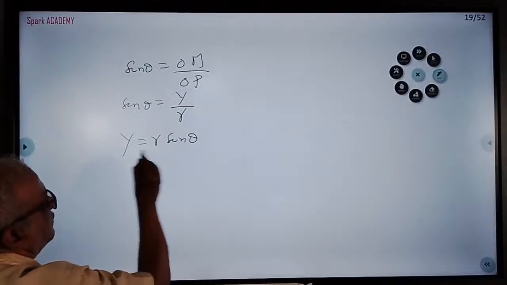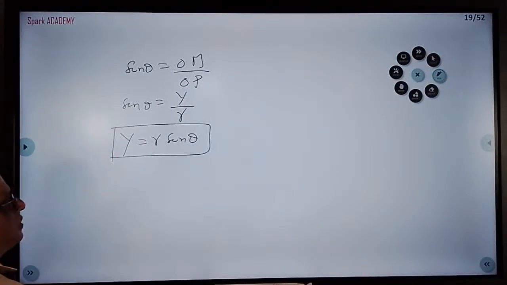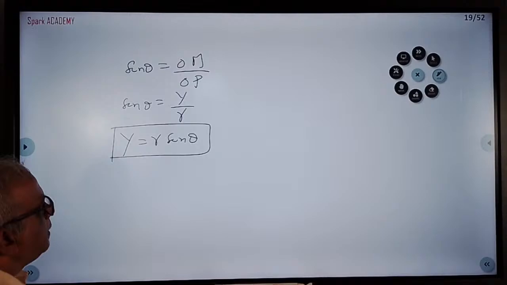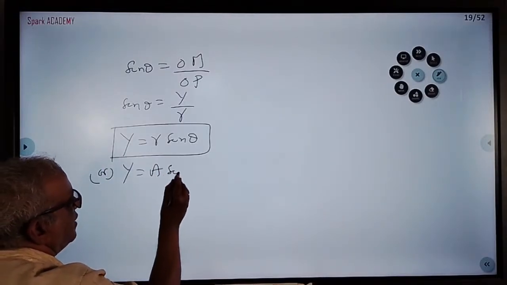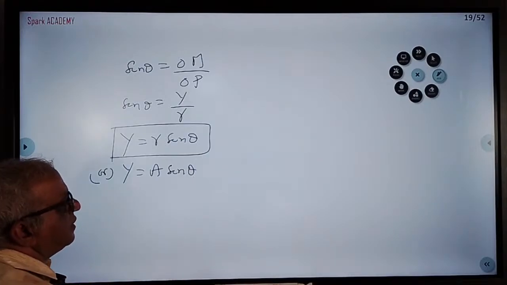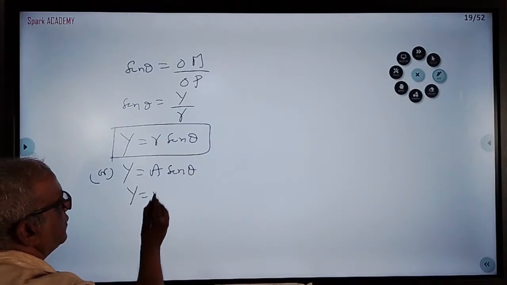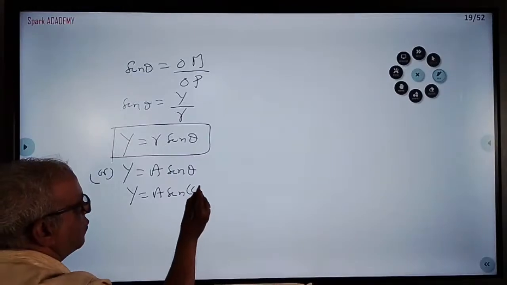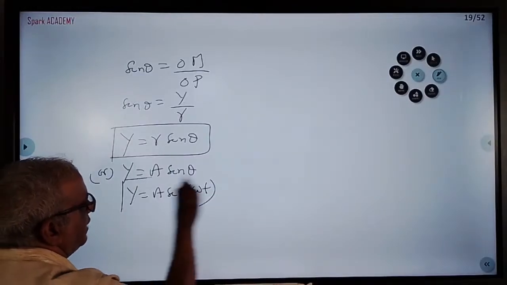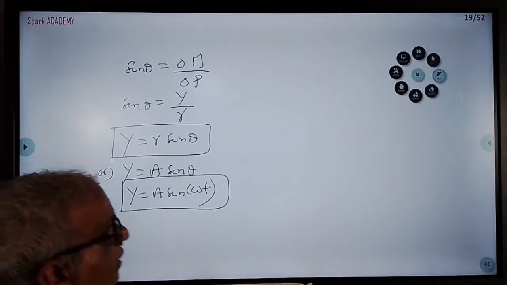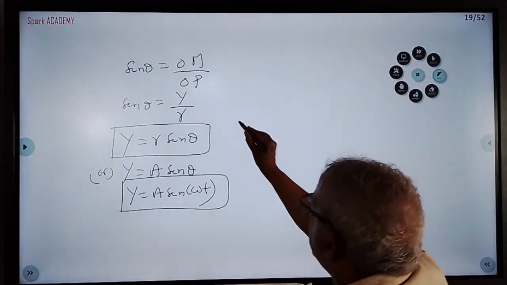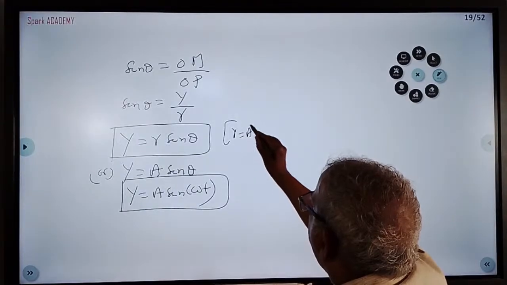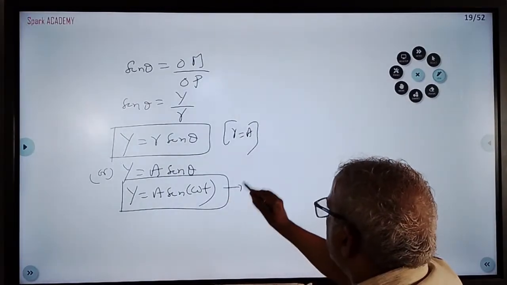This is the displacement equation, when you start from the mean position. Y is equal to R sin theta, or you can write y is equal to A sin theta. Theta is omega t. So the displacement equation is y equals A sin omega t, because R is nothing but the amplitude A. This is equation number 1.